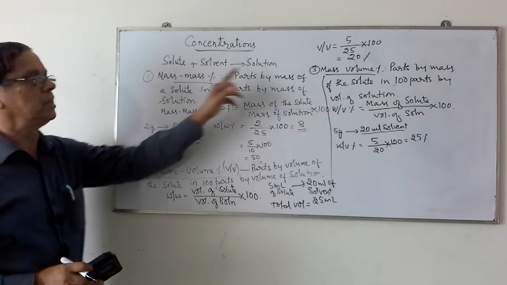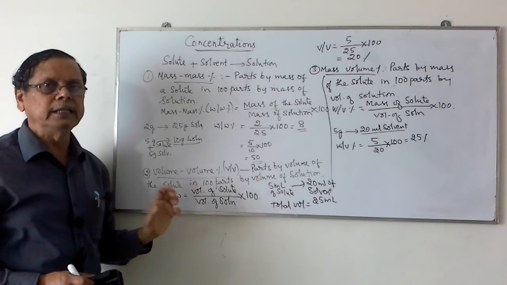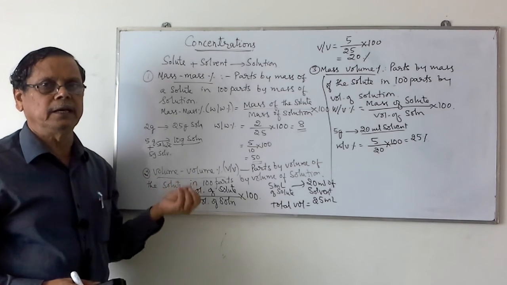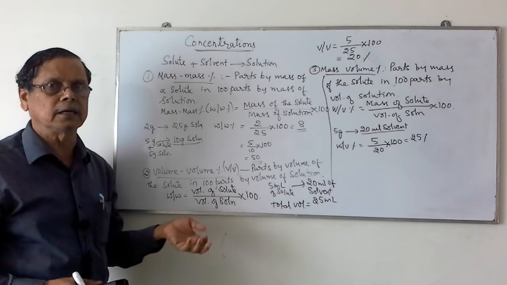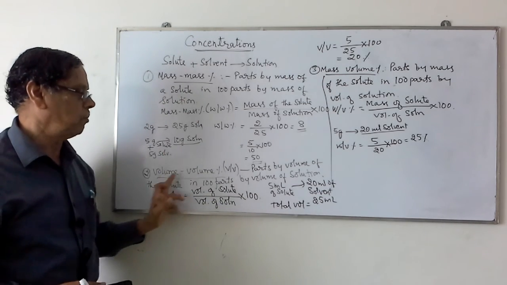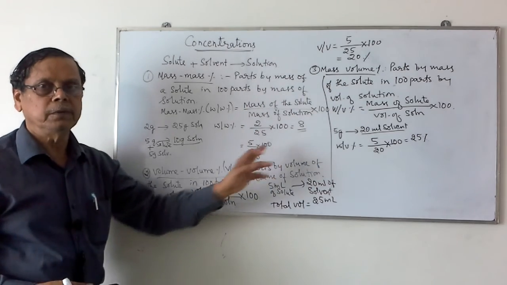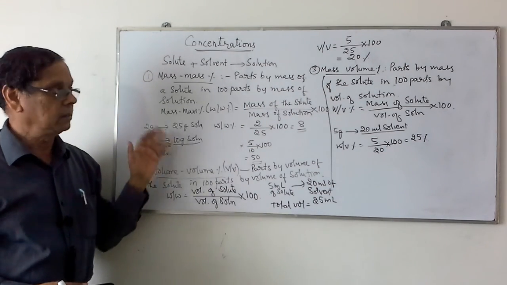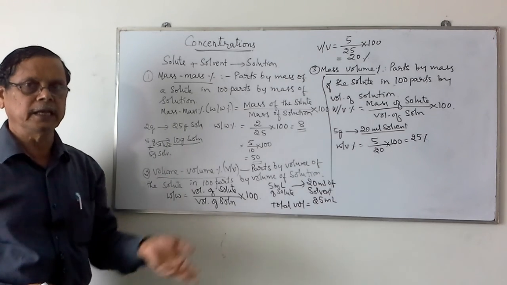Usually we use these 3 types of concentrations in medicinal preparations. So there will be a small amount of the solute in a certain amount of solvent. Therefore it can be expressed as mass, volume, or mass volume percent. We shall take up some more types of concentrations in the next video.